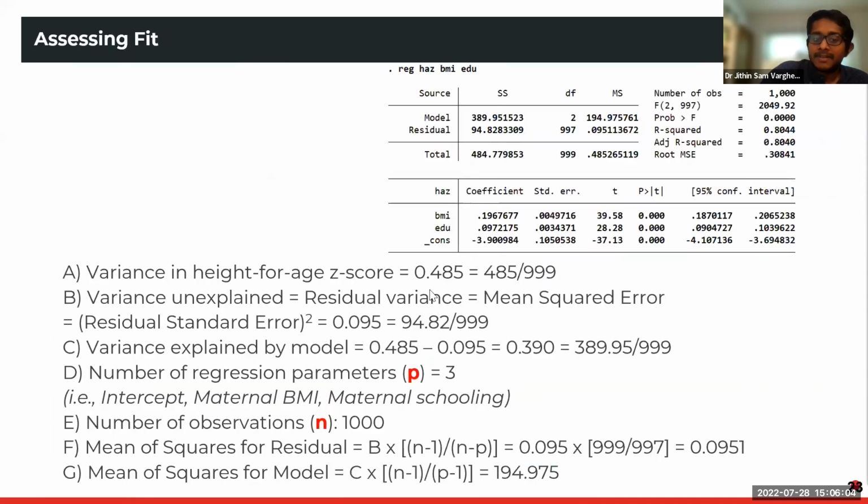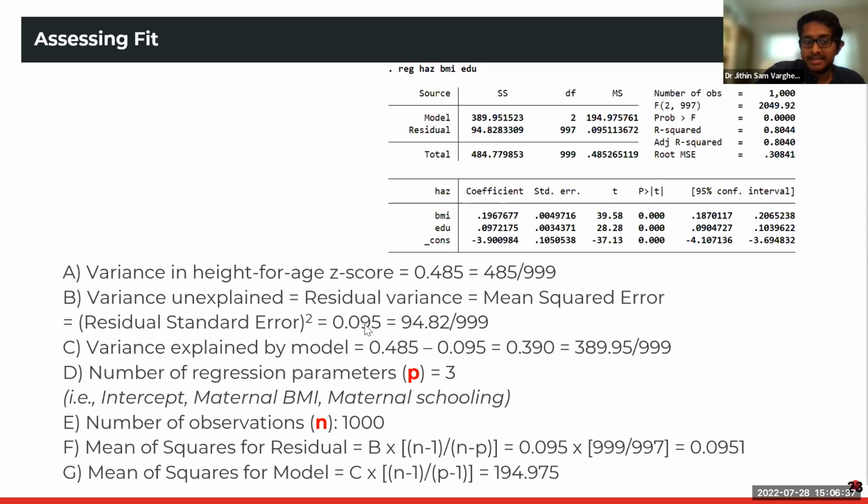Now, in the first case, we spoke about the variance being 0.485 that we see here. The variance unexplained, that is the residual variance, is the mean squared error, which is the same as your residual standard error squared. Basically, if you take the residual sum of squares and divide it by 999, so it's 94.82 divided by 999. The variance explained by the model is 0.485 minus 0.095.